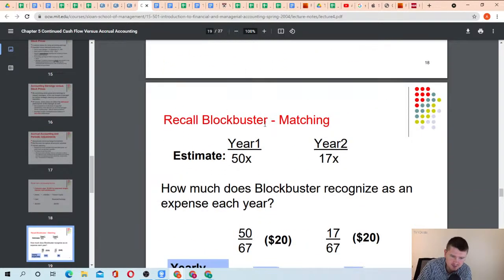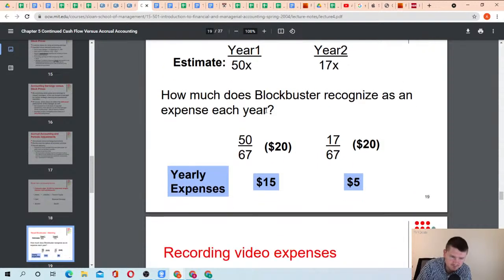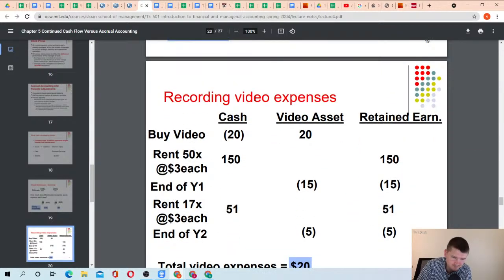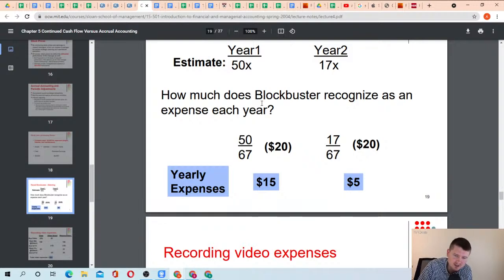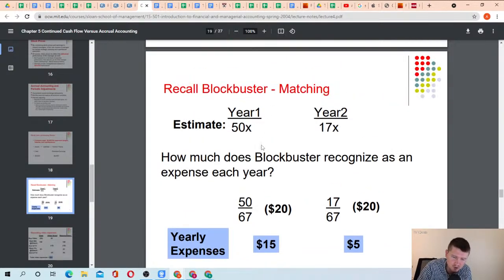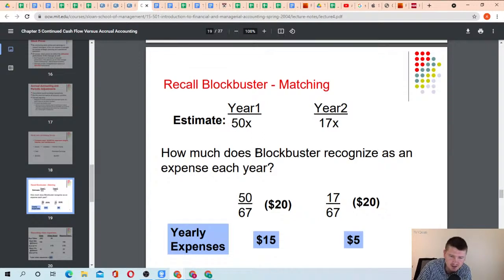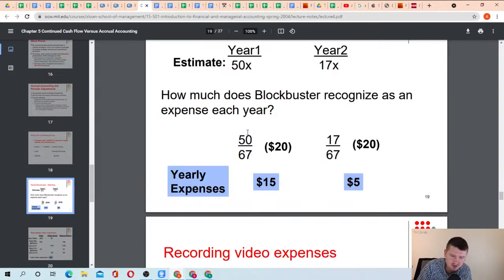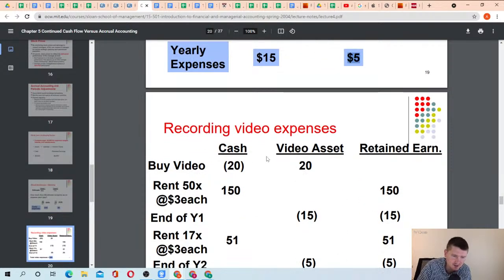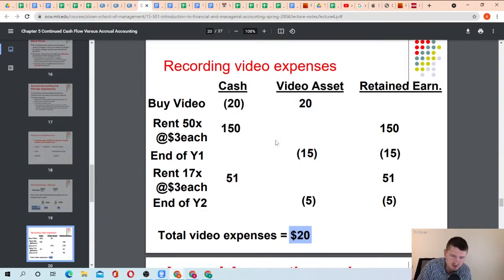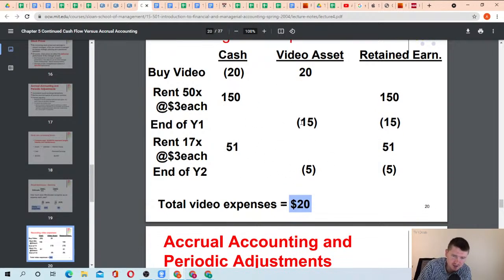Let's see what we have here. Yeah, if we remember the Blockbuster example where they capitalized, they bought a movie for $20 initially, and they expect that they rent it out 50 times in the first year and 17 times in the second year. So they need to recognize 15 of expenses in the first year and 5 in expenses in the second year. And with that being said, that is a periodic adjustment. So in the first year we record 15, in the second year we record 5.